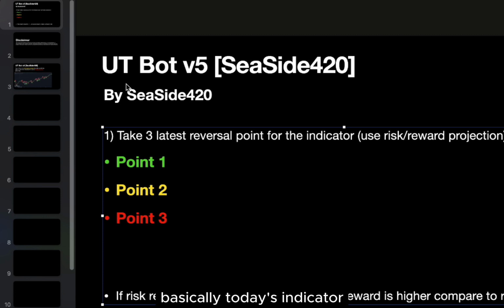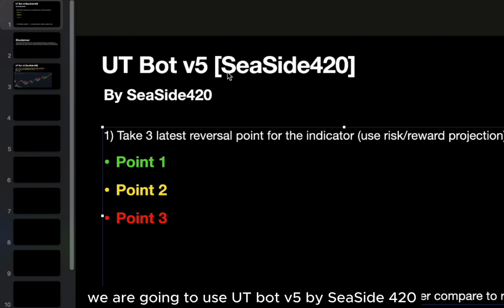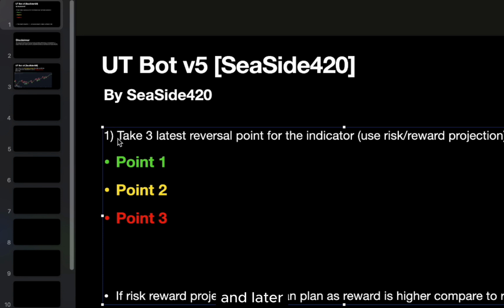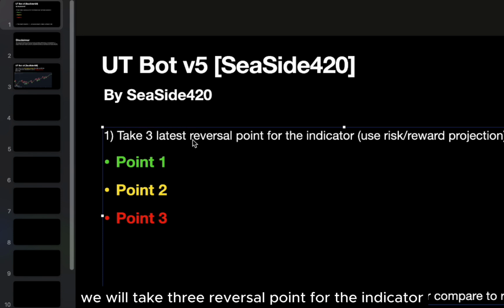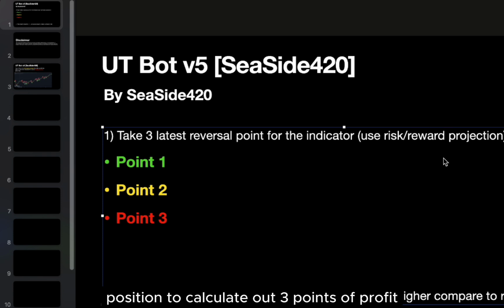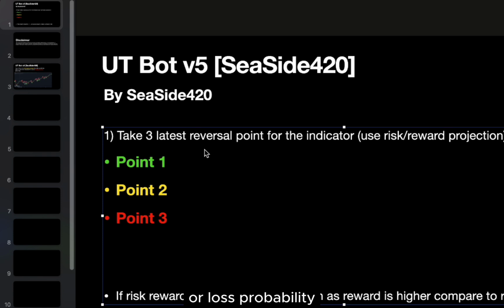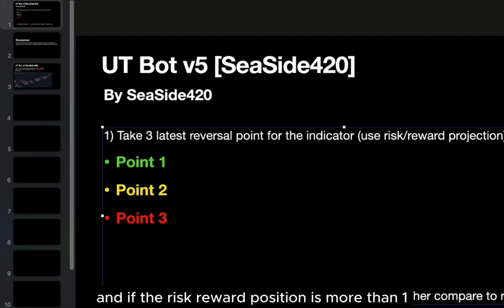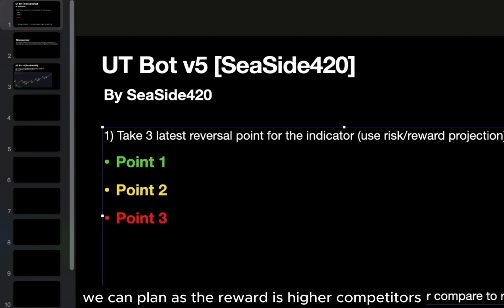Basically, today's indicator we are going to use is UT Bot by Seaside 420. Later we will take 3 reversal points for the indicator, and we will use a risk reward ratio projection to calculate the profit or loss probability of the 3 points. If the risk reward projection is more than 1, we can plan as the reward is higher compared to the risk.